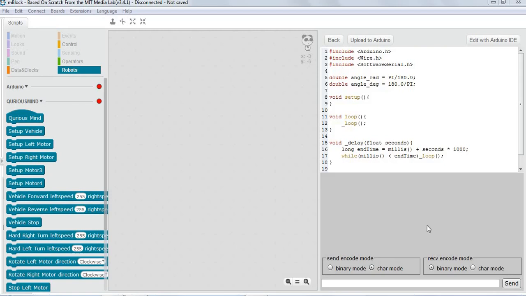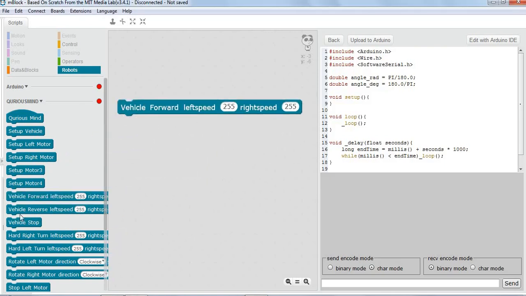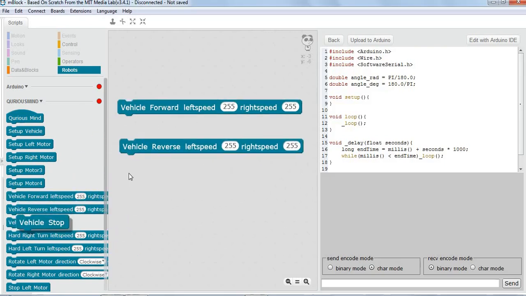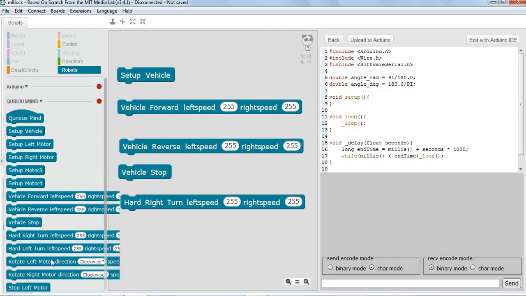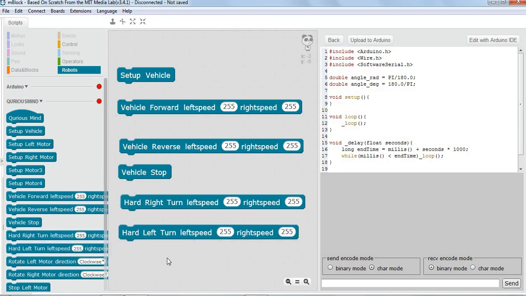Hello everyone. Last year we did vehicle programs using the vehicle blocks. So vehicle forward, vehicle reverse, vehicle stop or setup vehicle. These were vehicle blocks. In addition to that, the hard right turn and hard left turn. These are also vehicle blocks. How do you know which are the vehicle blocks and which are not?